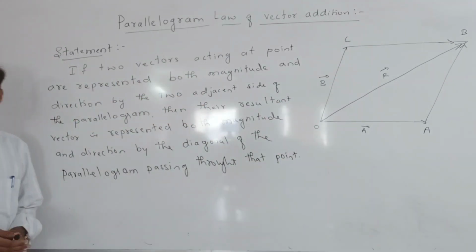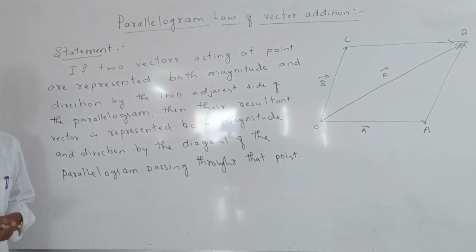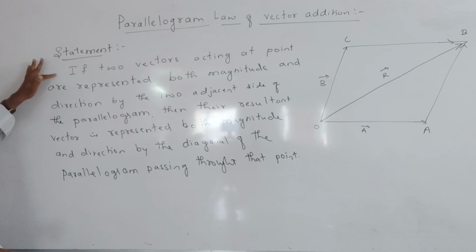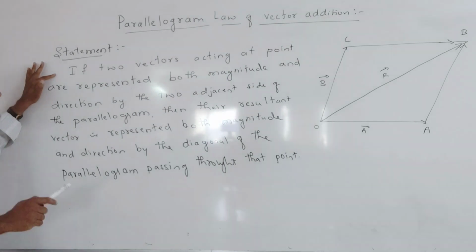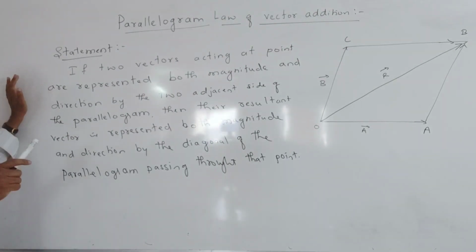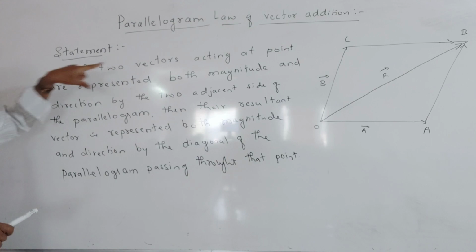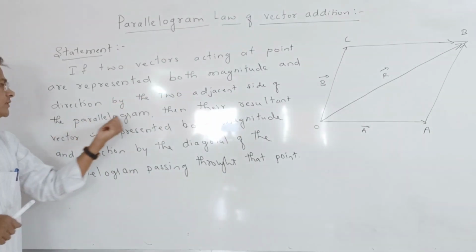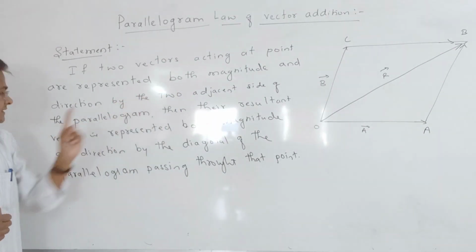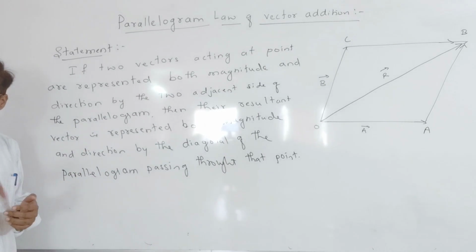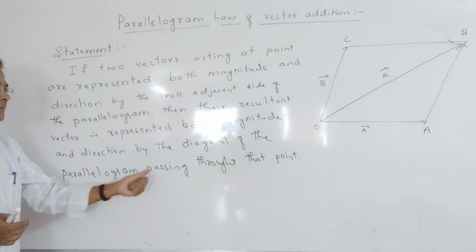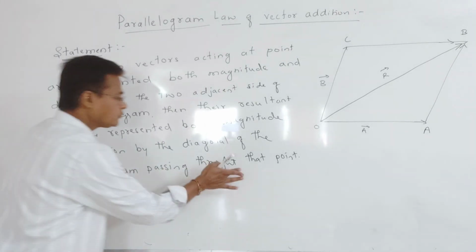Now listen carefully. Once again, we can read the statement. So now we have the total statement. If two vectors acting at a point are represented both in magnitude and direction by the two adjacent sides of the parallelogram, then the resultant vector is represented both in magnitude and direction by the diagonal of the parallelogram passing through that point.